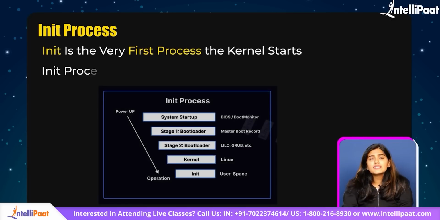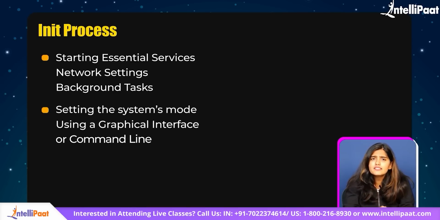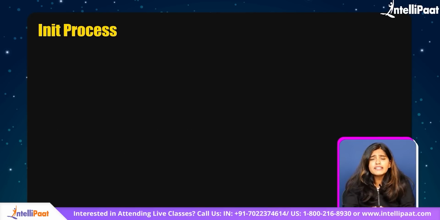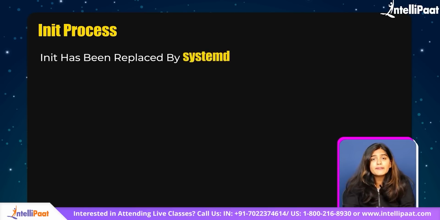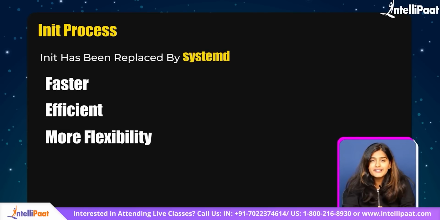and it always has a process ID of 1. Its main job is to set up the system and manage everything that runs after booting. This includes, first, starting essential services like network setting or background tasks. Second, setting the system's mode, run level or target, like whether you are using a graphical interface or just the command line. Third, keeping an eye on processes and restarting them if they crash. In many modern Linux systems, init has been replaced by systemd, which is faster, more efficient and offers greater flexibility.